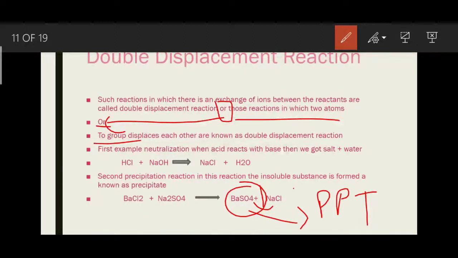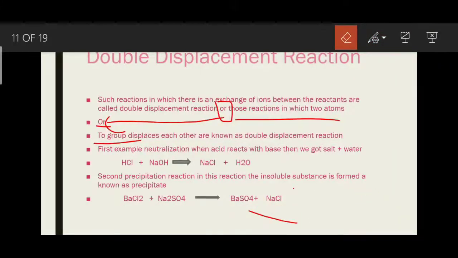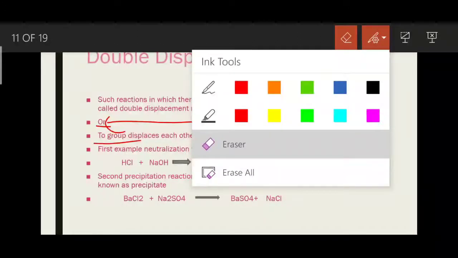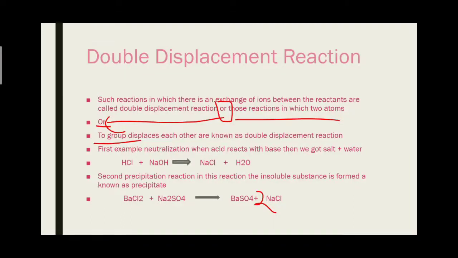BaSO4 is PPT. Again, forgot to balance them. So let me balance them. Here 2. Now it's balanced, perfectly balanced. Now BaCl2 plus Na2SO4 gives us BaSO4 plus 2NaCl. Let's start next.